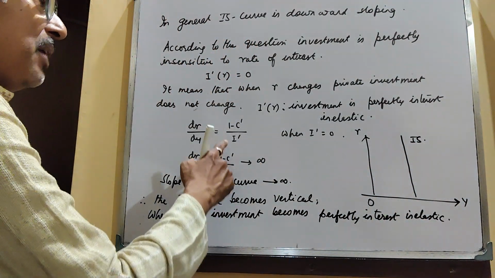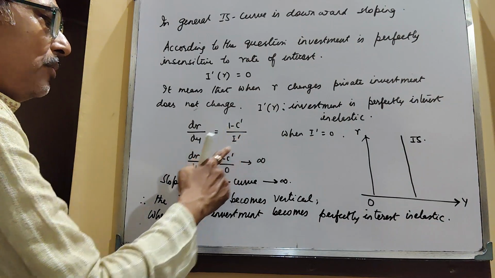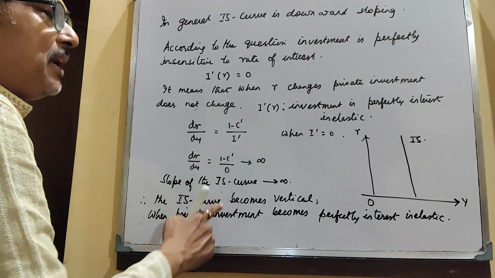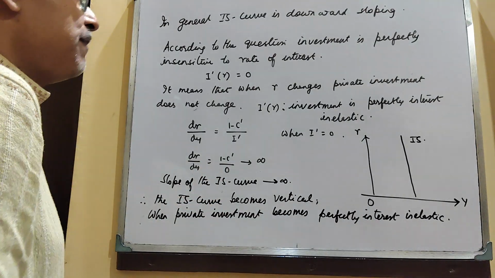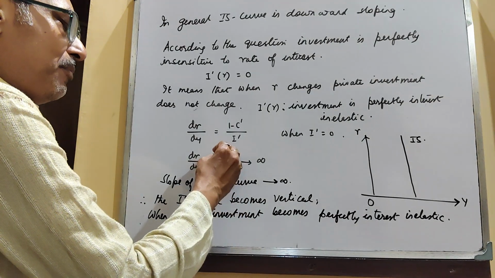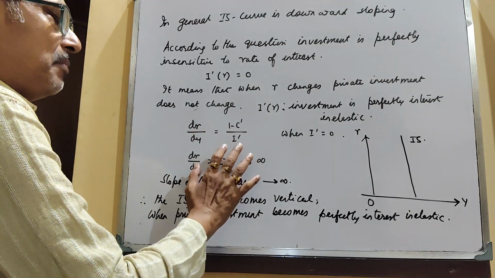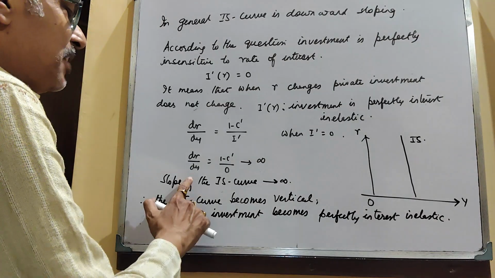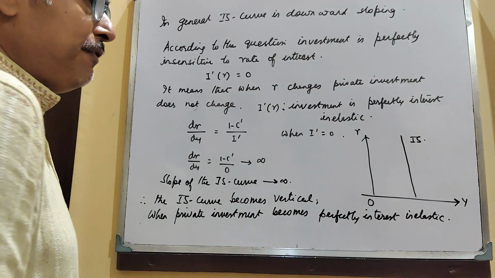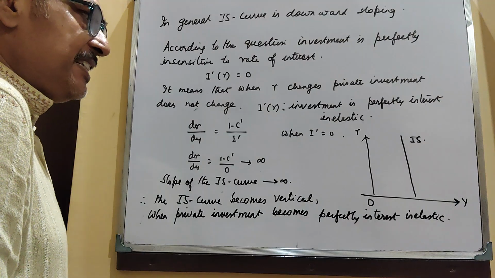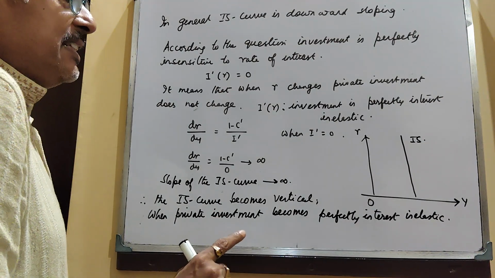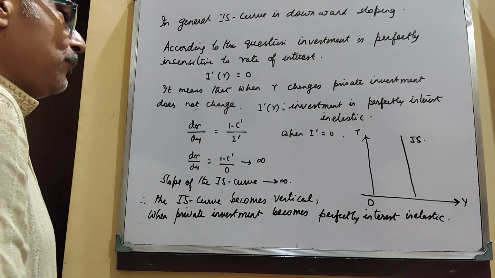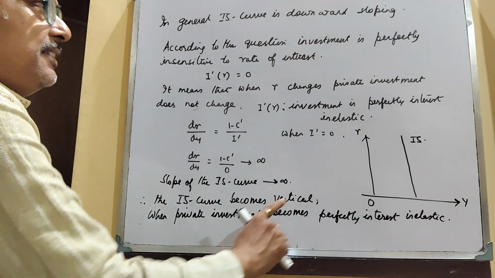The IS curve is vertical because I prime is 0 and the denominator becomes 0. The numerator is 1 minus C prime, which is a positive fraction. If a positive fraction or any number is divided by 0, that becomes infinity. That means the slope of the IS curve becomes infinity. Slope means tan theta, and when theta equals 90 degrees, the value of tan theta is infinity. Therefore, the IS curve becomes vertical.